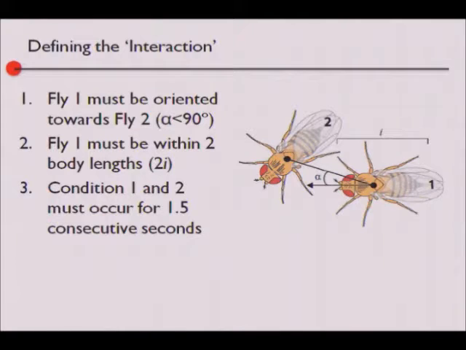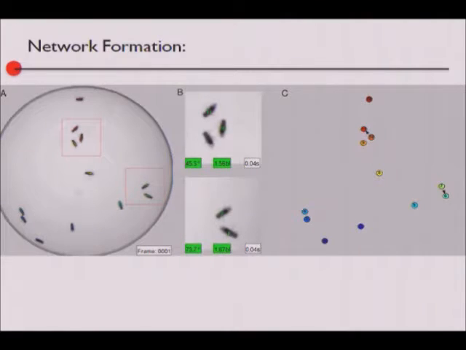They are as follows: the angle from the center of one fly to the center of another and then out the head of that fly should be 90 degrees or less, there ought to be one body length between them, or 2 body lengths in total between the center of mass of those ellipses, and this has to hold up for at least 1.5 seconds. And when we see that, we call that an interaction. And then, well, let me show you what this looks like.